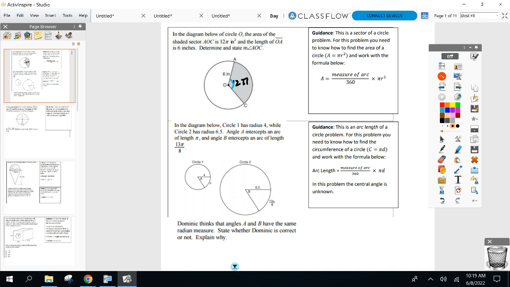Everyone see where it says area of a sector? I give you two formulas, one in degrees, one in radians. Let's talk about the degrees one right now. Measure of the arc over 360 times pi r squared. There's the area of a sector. You can fill that box in. Area of a sector: measure of the arc over 360 times pi r squared.